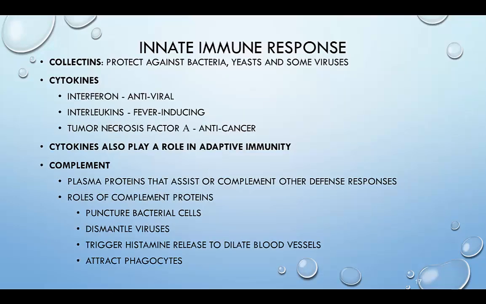So the innate immune response collectively protects against bacteria, yeast, and viruses. We have cytokines such as interferon, interleukins, and tumor necrosis factor alpha. The cytokines play a role in our adaptive immunity. Then we have complement, which is plasma proteins that assist or complement other defensive responses. The role of complement proteins is that they can puncture bacterial cells, dismantle viruses, trigger histamine release to dilate blood vessels, and attract phagocytes.